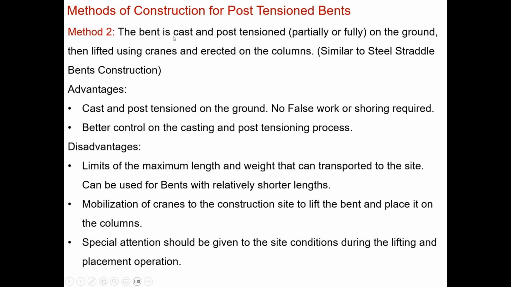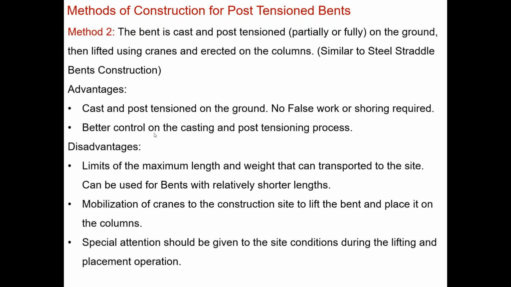But the idea is to cast it and post-tension it on the ground, and then mobilize cranes that can lift the bent and erect it on the columns directly. This is very similar to steel straddle bent construction, which happens the same way. The advantage of this method is that you can cast and post-tension on the ground, so there's no false work or shoring towers required, which makes it easier, quicker, and faster sometimes to get the bridge constructed. And you have better control over the casting and post-tensioning processes because you are doing them on the ground as well.